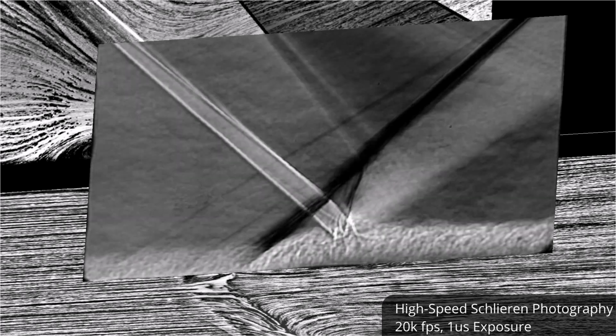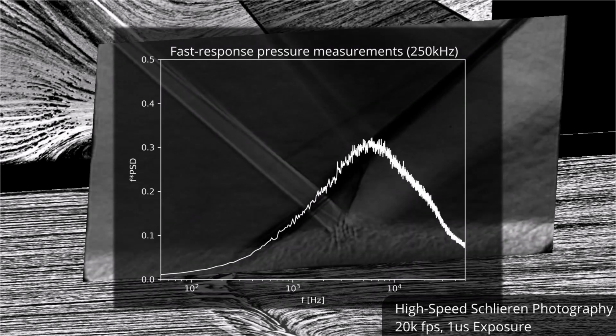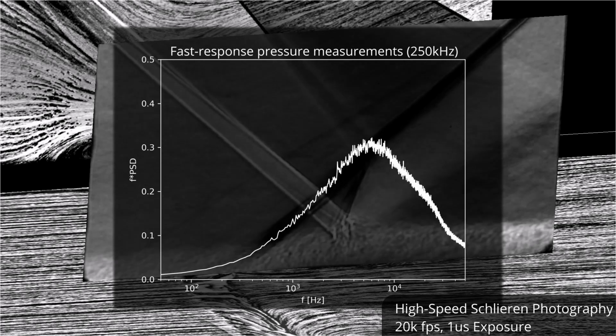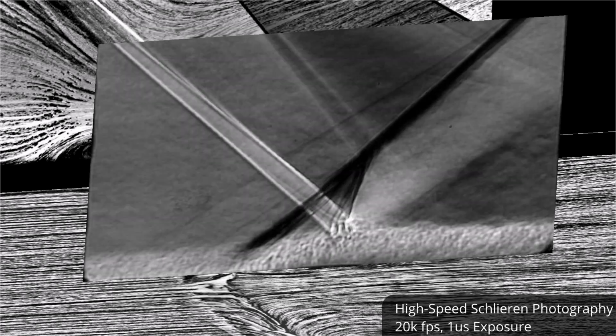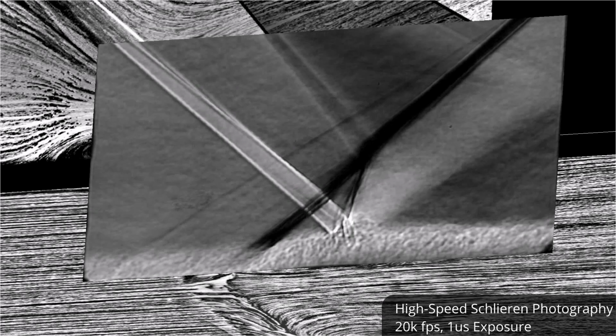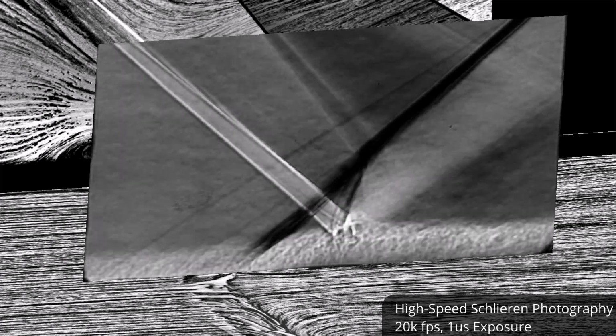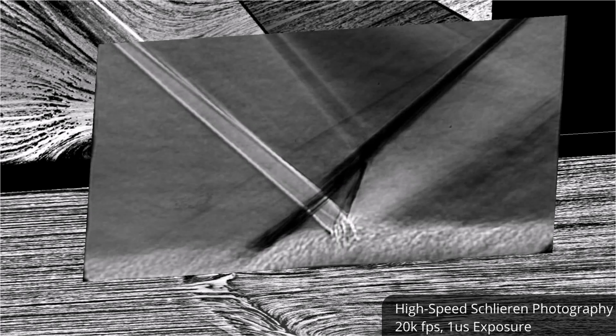Further downstream, the shear layer between the separation bubble and the free stream acts as another source of unsteadiness with a frequency peak around 10 kHz. All these features combined make shockwave boundary layer interactions a very challenging but interesting topic of research, and I hope now you can understand a little bit better why.